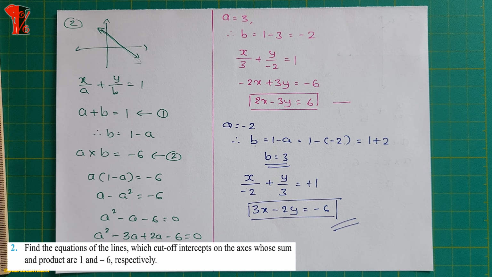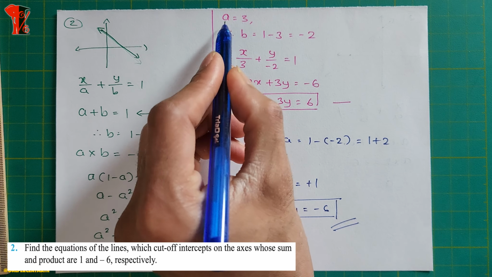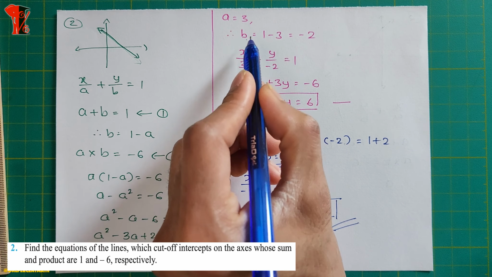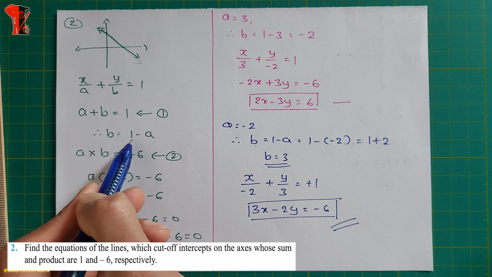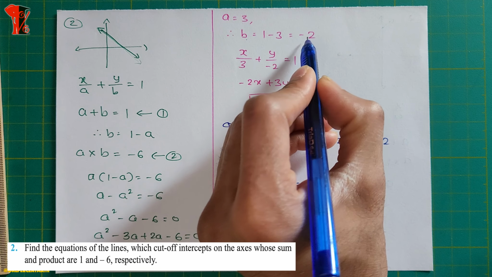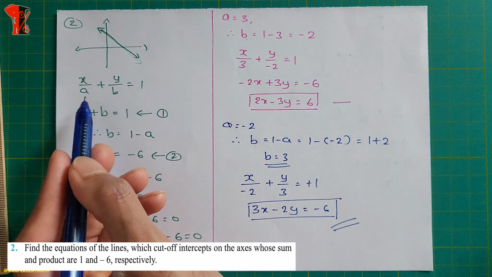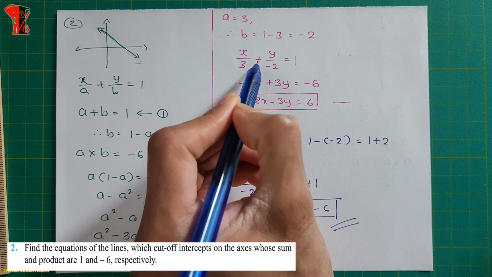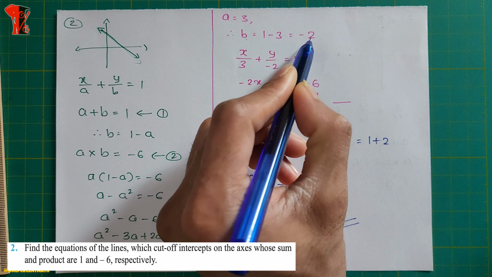So what happens? As we have two different cases, let us take a as 3. When you take a as 3, b becomes 1 minus 3, because b is basically 1 minus a. 1 minus 3 is equal to minus 2. So according to the equation, x by 3 plus y by b, so b is minus 2.